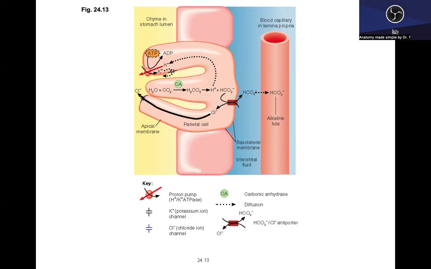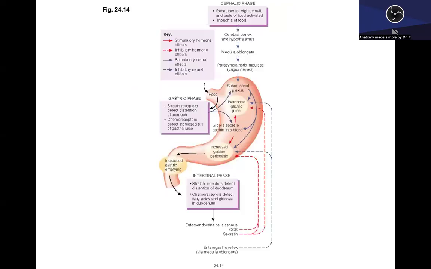I hope that this makes sense and that you understand how parietal cells produce hydrochloric acid, without which, of course, digestion in the stomach will face a complete standstill.